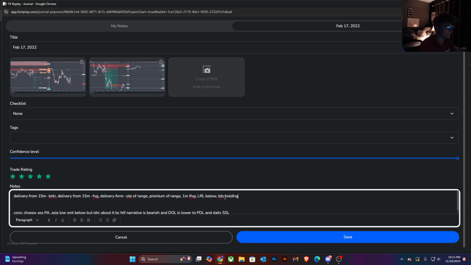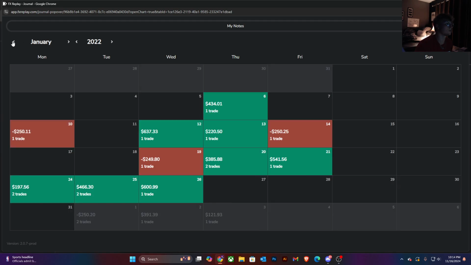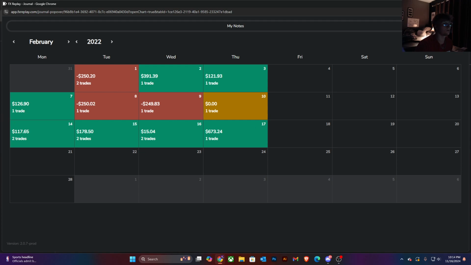TDO holding. 4-drive pattern, which is basically when a high takes out another high a few times. So yeah, great trade there. Putting us up on the month, I believe now, finally. But yeah, we still got Friday, so we'll see if we can catch anything else.